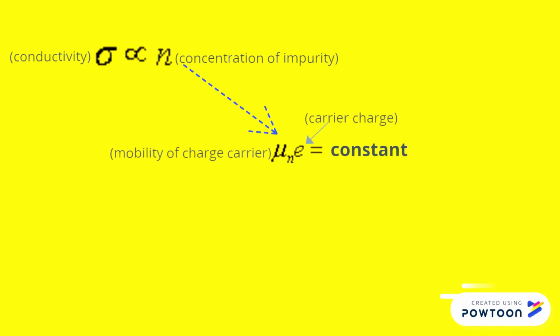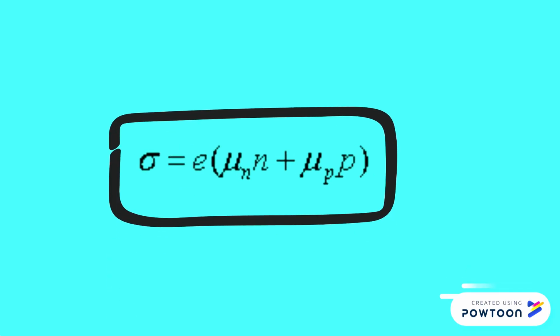Let's take the mobility of the charge carrier and the carrier charge as the proportionality constant. The conductivity equation is defined as the product of the mobility, charge, and the concentration of the impurity. Since we have N and P type impurities, the general equation will be expressed as follows.